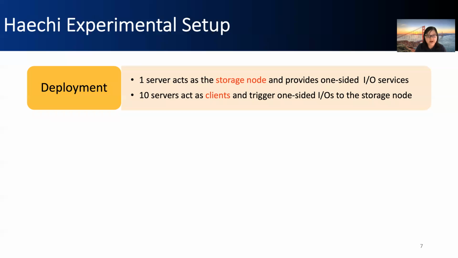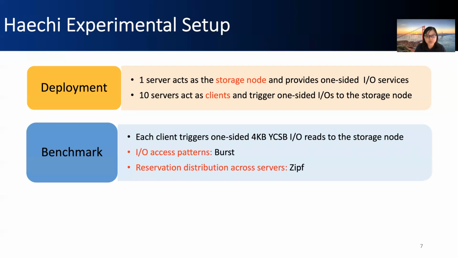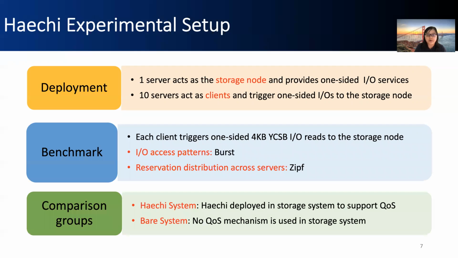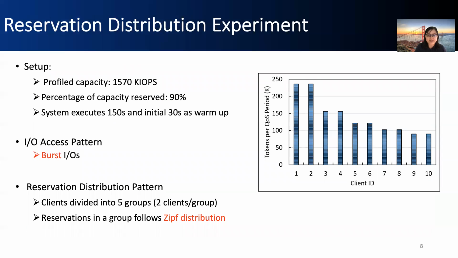Let's now see some experiments. We use 11 servers in Chameleon to conduct the QoS experiments. One server is used to deploy the storage system, and the other 10 servers act as clients to trigger one-sided IOs. For the shown experiment, we use a burst IO access pattern, which triggers all the IOs at the beginning of each period, and we use the Zipf reservation pattern. A bare system without QoS support is used for comparison. This slide shows the basic setup.